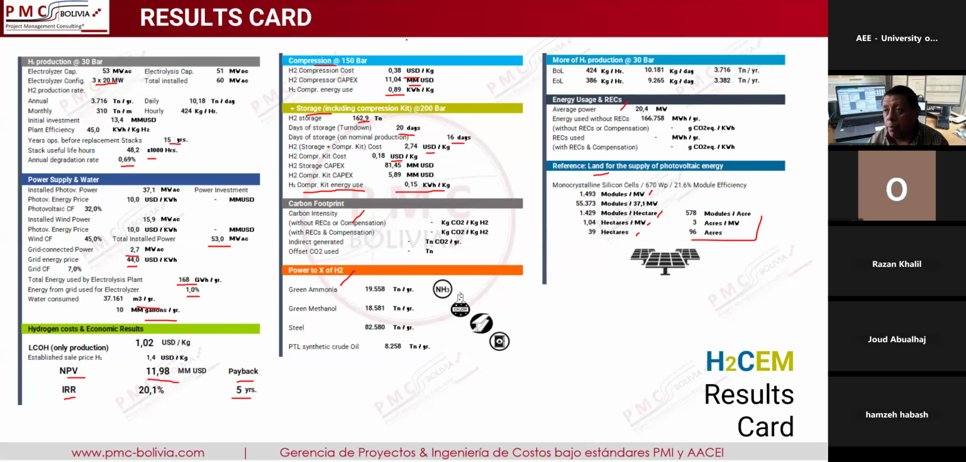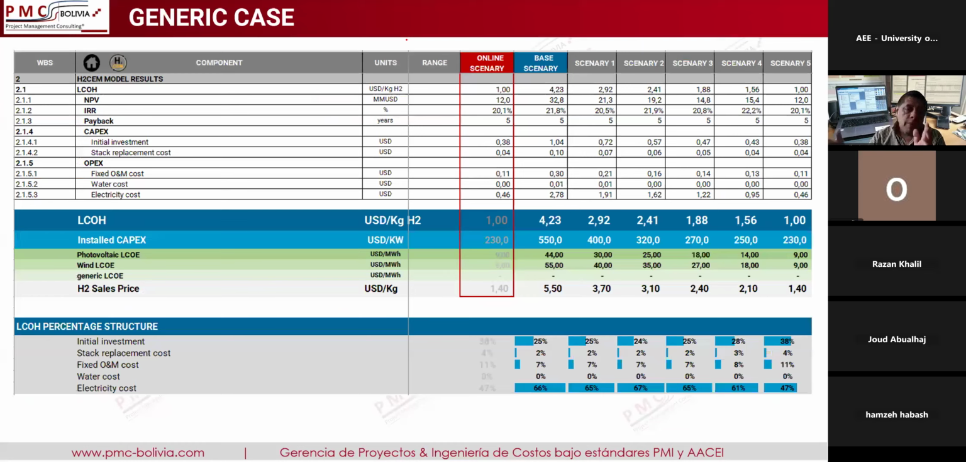All of this is output results, where we have 79 output data. Okay? In a generic case we have, for example, an online scenario, and we can create a base scenario. For example, in the case of Bolivia, my country, if today we install a green hydrogen plant, it is possible that we reach $4.23 per kilogram of hydrogen.